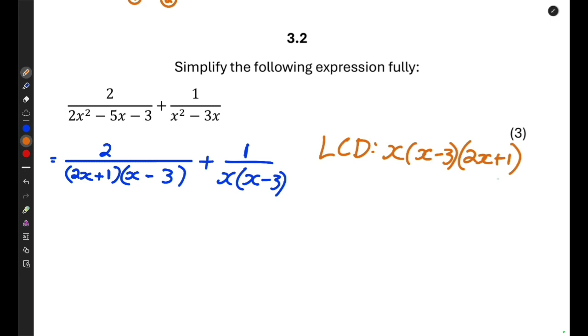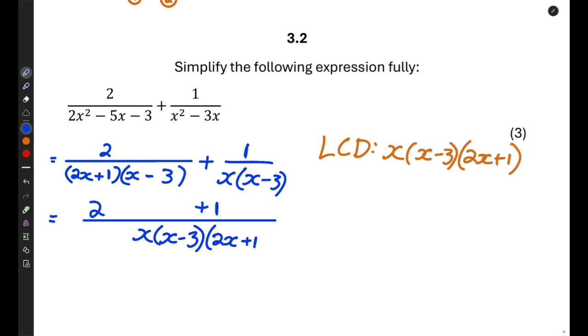Now, I need to check which part of the LCD is missing in each term. Guys, I'm just going to make a massive fraction with the LCD at the bottom. So x, x minus 3, and then 2x plus 1. Now, there was a 2, and there was a 1. Now, I need to write at the top the part of the LCD that was missing when I factorized. So in the first term, I could see both brackets, but I don't see the single x. So I'm going to put the x there.